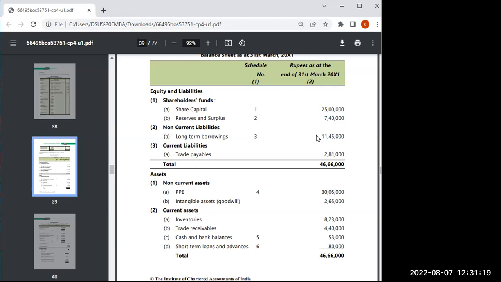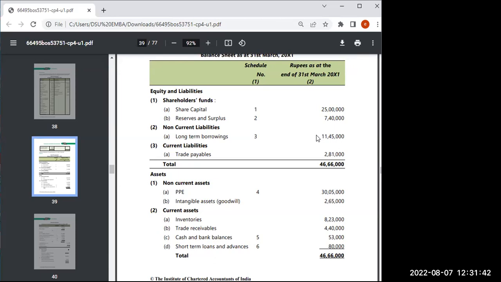Yes, you can write it. Equity plus liability is equal to total assets. Just write the equity value, plus the total liability value. That should be equal to 46 lakhs 66,000, the value of assets. We are just writing it for our own understanding of this accounting equation.